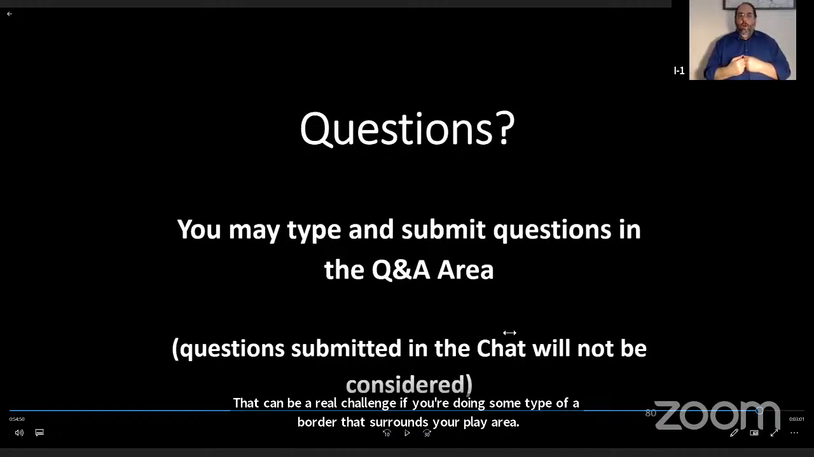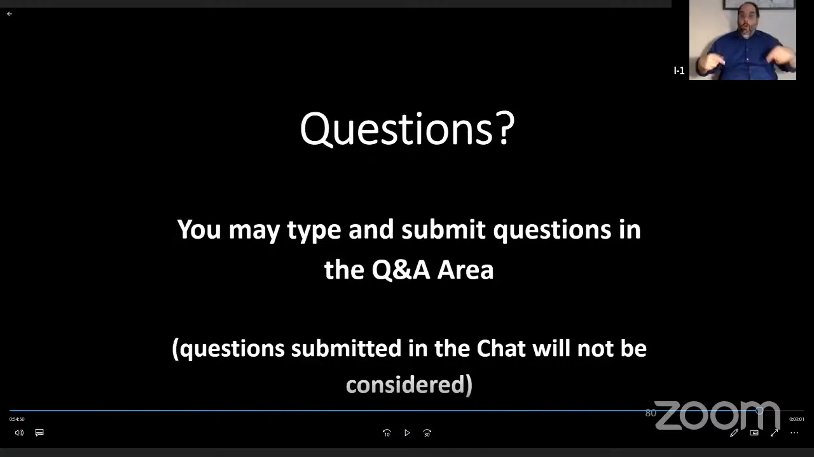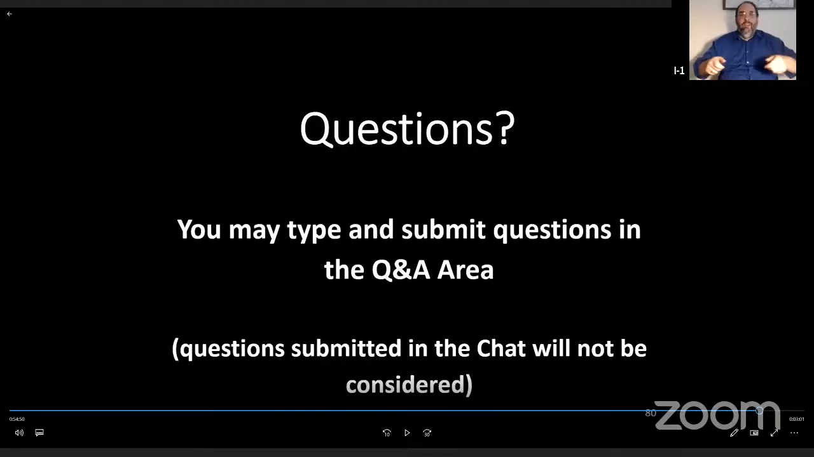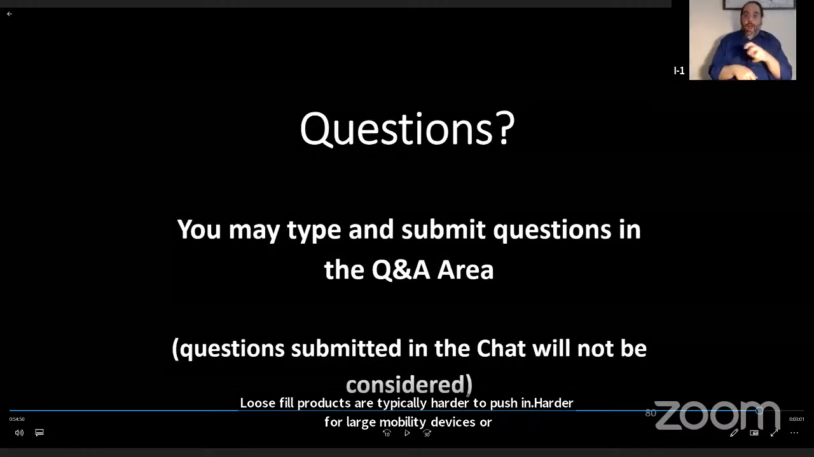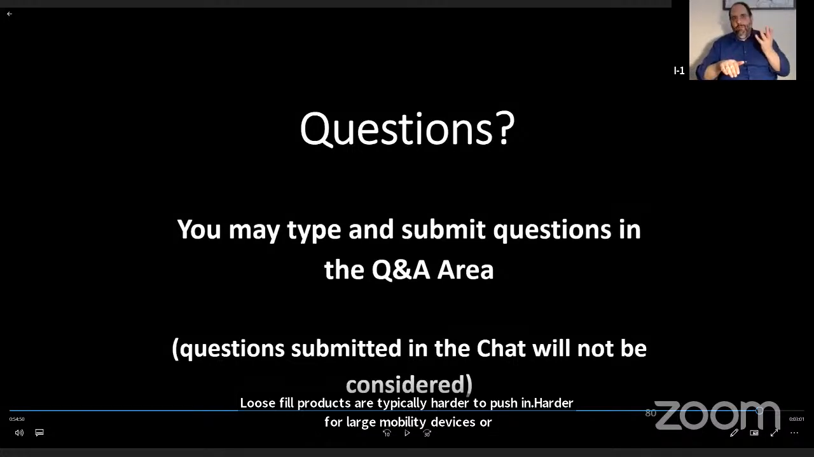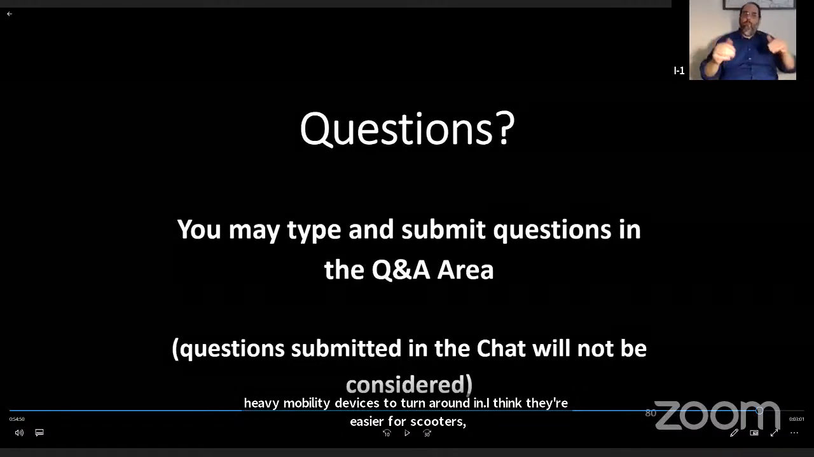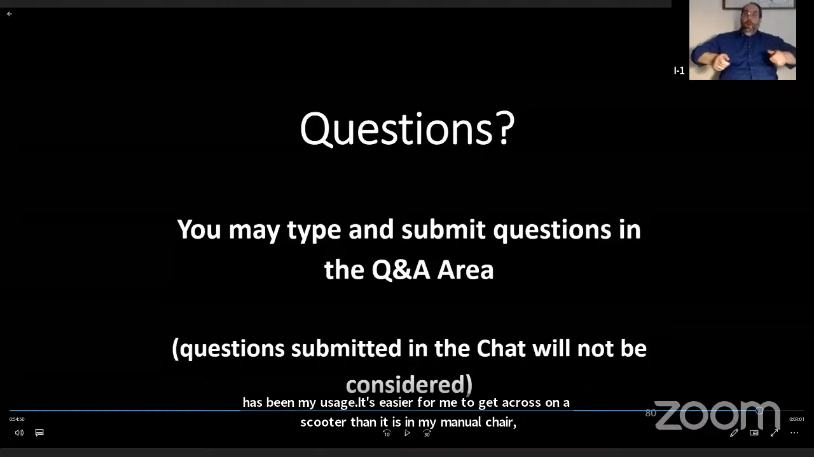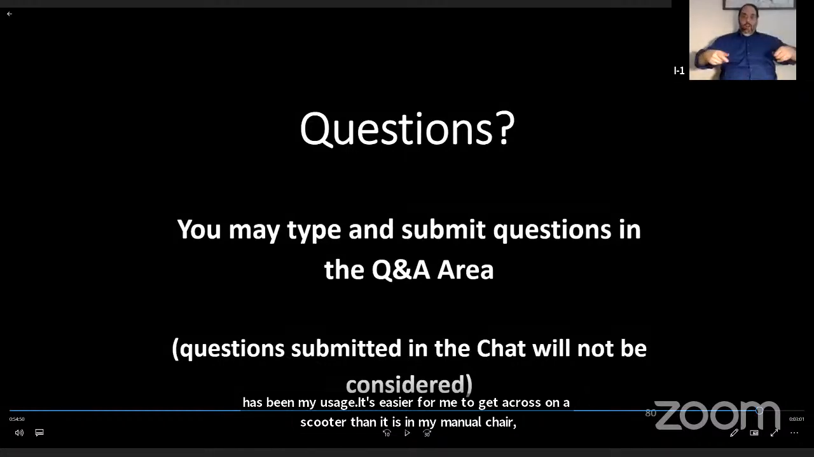Loose fill products are typically harder to push in. Harder for large mobility devices or heavy mobility devices to turn around in. I think they're easier for scooters, has been my usage. It's easier for me to get across on a scooter than it was in my manual chair. But power wheelchairs with a very narrow wheelbase and very thin tires, turning around could be very challenging in any loose fill product.